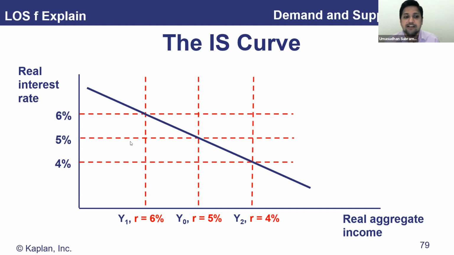But when the interest rates go up, what happens? You'll see the real aggregate income, that is your GDP. At lower interest rates, your GDP is more. At 4% interest rates, your GDP is more, but at 6% interest rates, your GDP is lower.